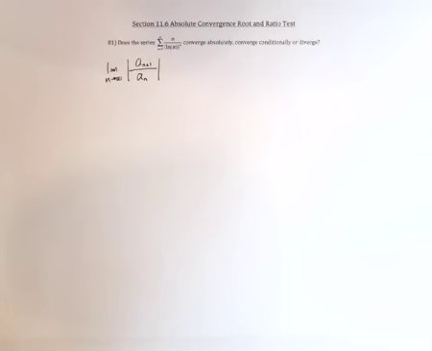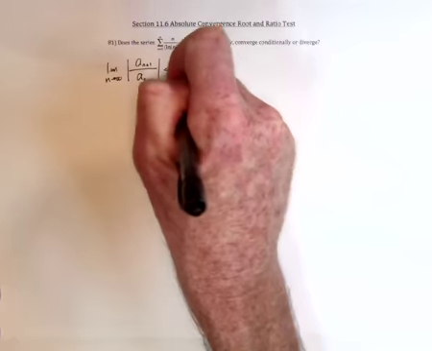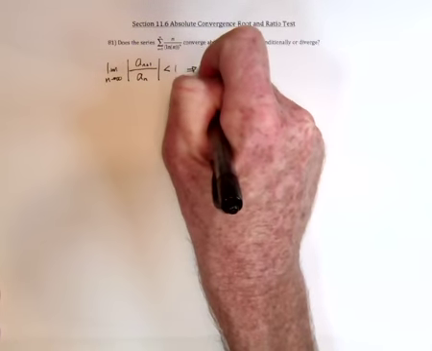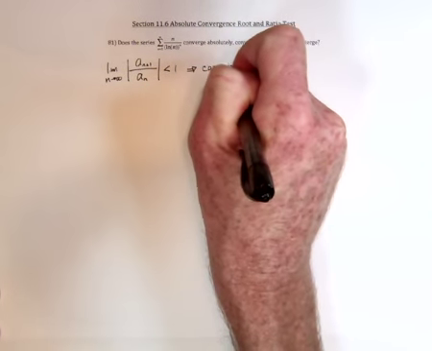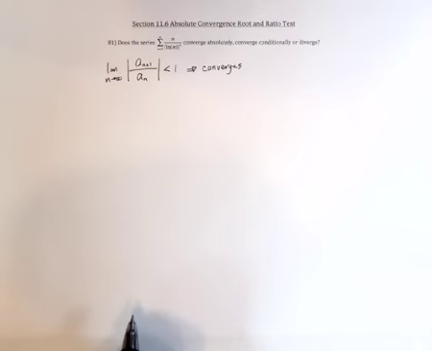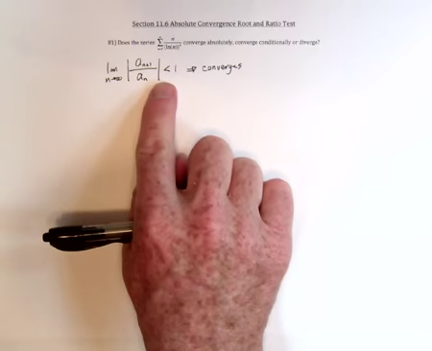But if you take that limit and it's less than 1, then the series converges. If it's bigger than 1, including infinity, then it diverges. The sad thing is, if it equals 1, this test is not conclusive. So if it were to equal 1, we would then have to do something else, some other test.